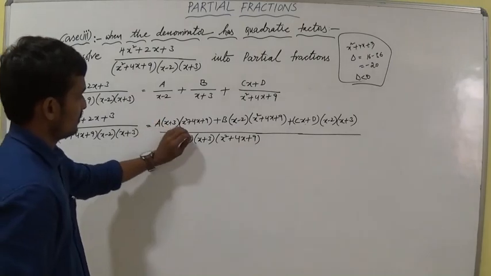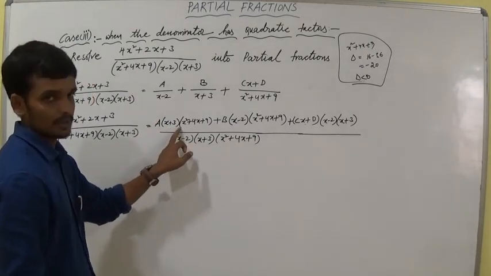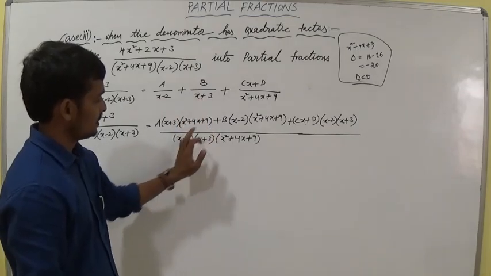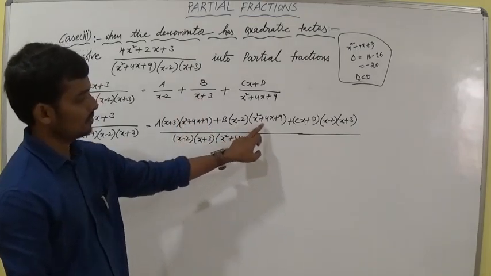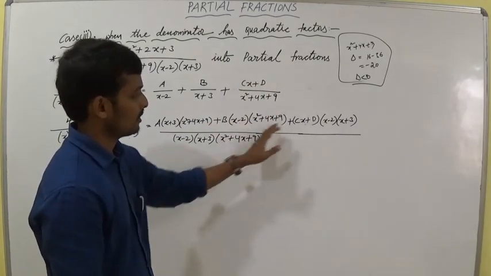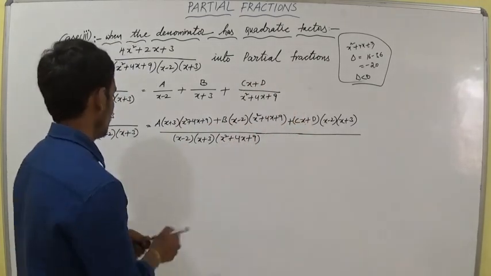X minus 2 here, x minus 2, remaining 2 are present. Plus x minus 2 here, x plus 3 here, x plus 3. So x minus 2 and the next two terms are present in here, x square plus 4x plus 9. The remaining two are present here. So the denominators are cancelled.